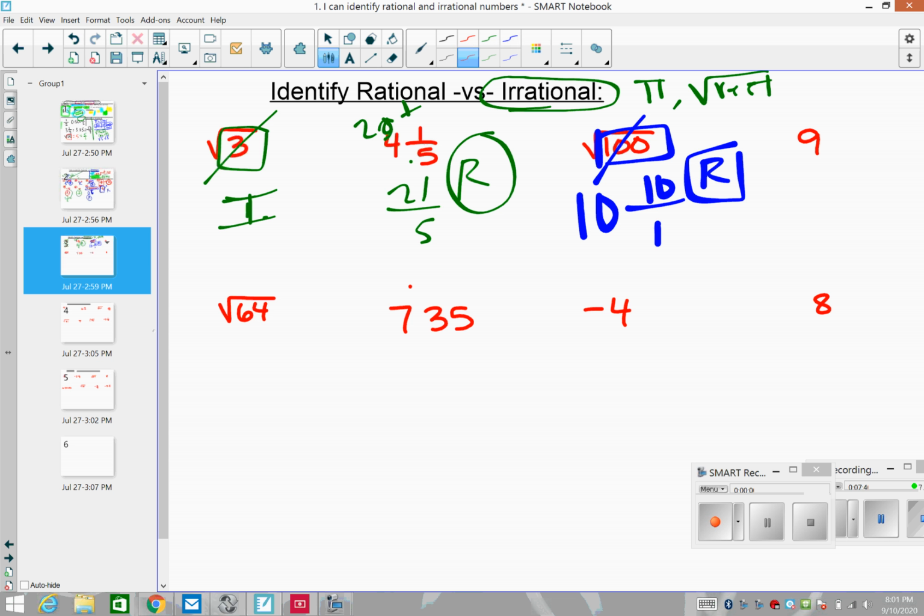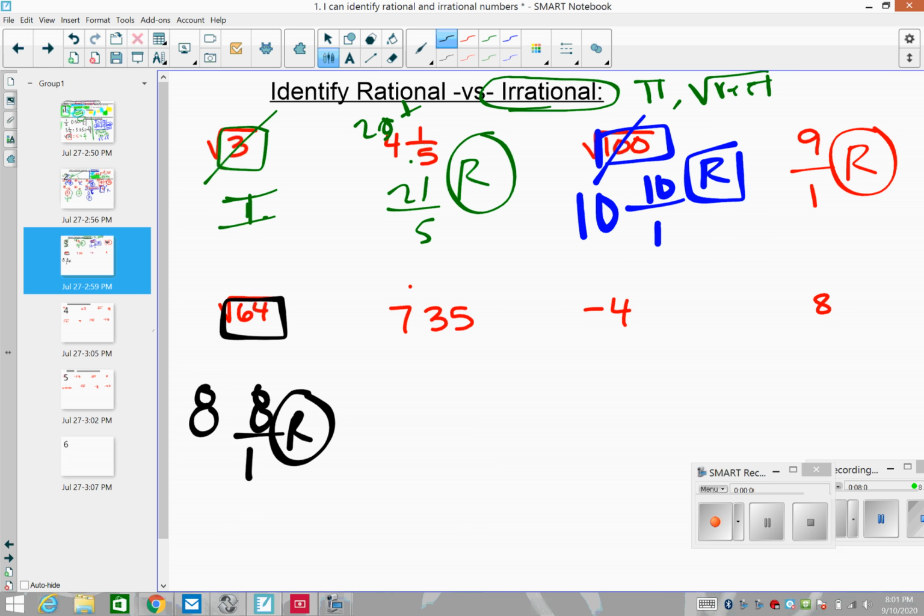Next one, 9 can be turned into 9 over 1. We would say rational. So really, as you observe, you'll notice there's a lot more R's than there are I's. Rational is a pretty common answer. Square root of 64 really is an 8 by 8 square, which really turns into 8 over 1. So by definition, it is a rational number.